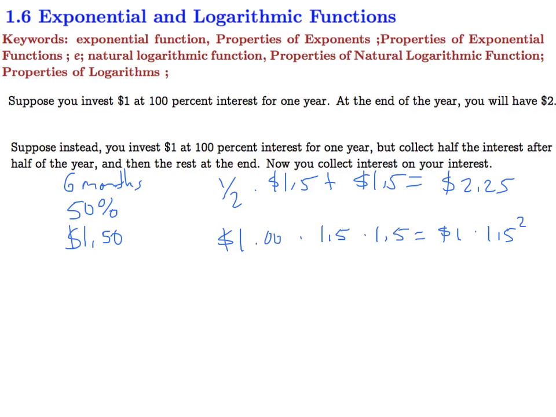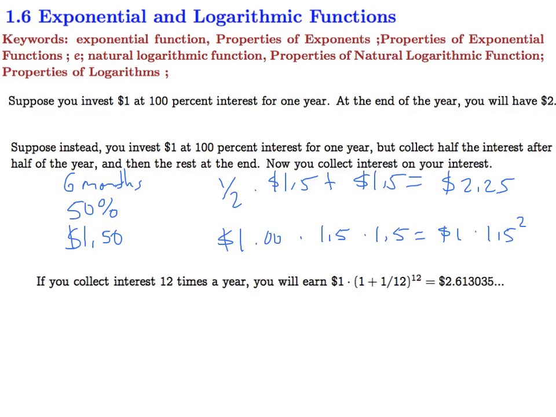Now let's see what happens if you do this again. So now instead, suppose you decide to collect your interest every month, that is 12 times a year. Well, what you're going to earn is you're going to take your original dollar, you're going to multiply it by 1 plus 1/12 of the total interest. So this is your interest payment every month, and you're going to do this 12 times to end up with $2.613035. Okay? So you're making more money as long as you're collecting your interest more often, because then you're also gaining interest on your interest.